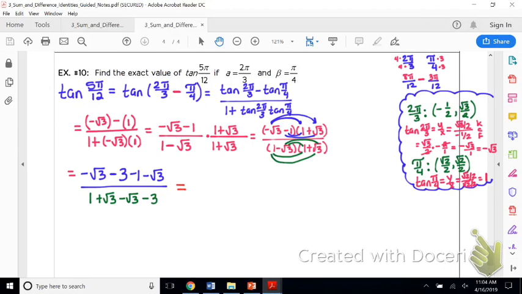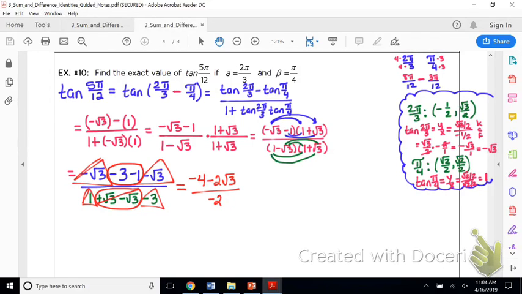That's okay. All right, so we combine our like terms. What's negative 3 minus 1? Negative 4. And then I have negative square root of 3 minus square root of 3, negative 2 square root of 3. Negative 2 square root of 3 over, in the denominator, we've got like terms here in the middle. What's square root of 3 minus square root of 3? Good, it cancels. And so then we have 1 minus 3.